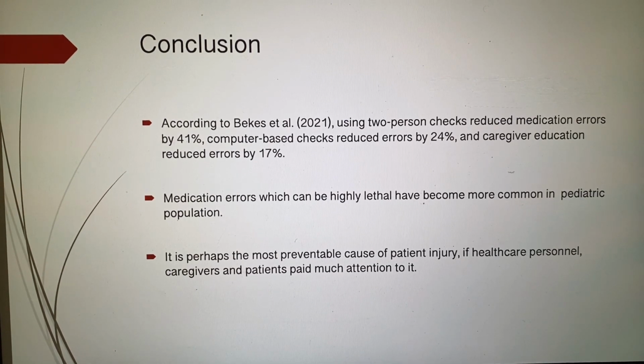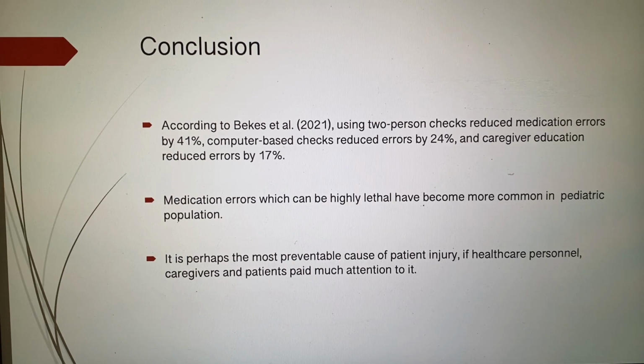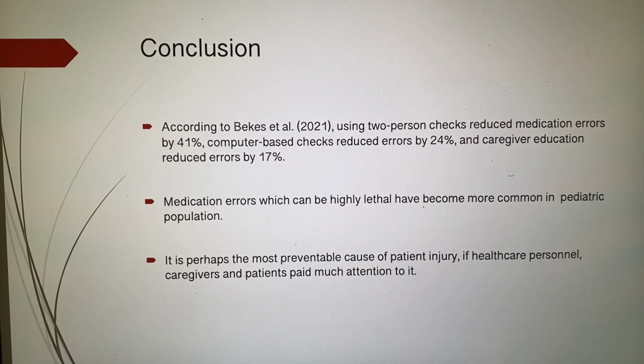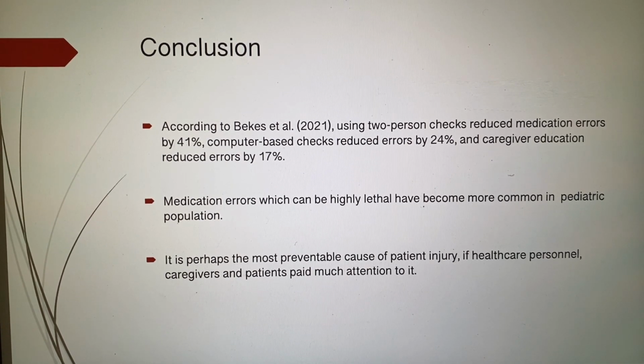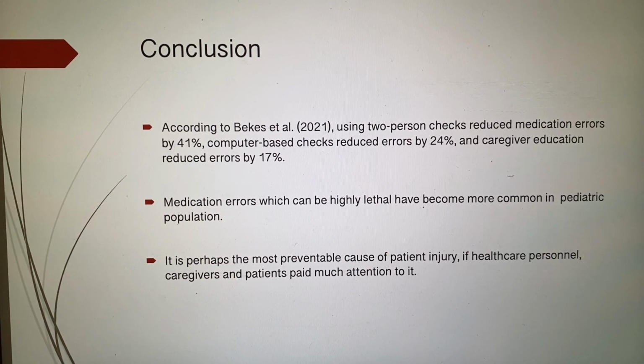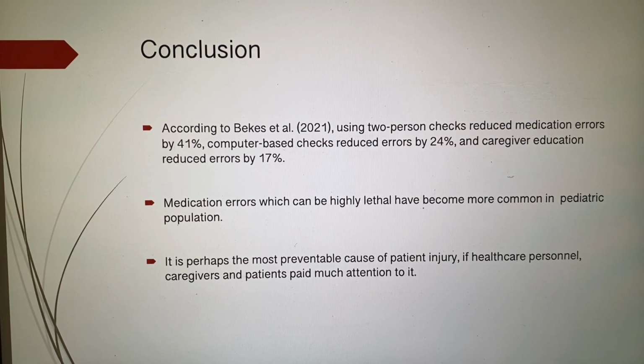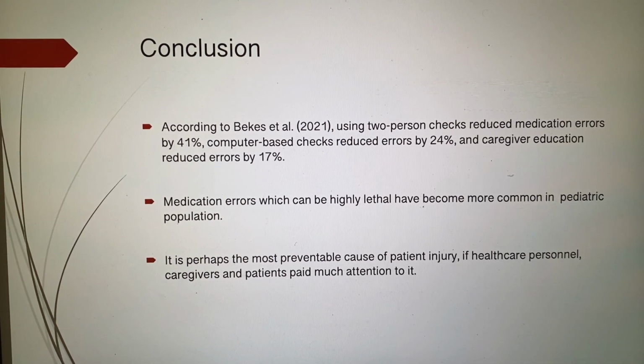In conclusion, according to Bex and others, using two-person checks reduces medication errors by 41%. Computer-based checks reduce errors by 24%, and caregiver education reduced errors by 17%. Medication errors, which can be highly lethal, have become more common in pediatric patients. It is perhaps the most preventable cause of patient injury if healthcare professionals, caregivers, and patients paid much attention to it. This can help to reduce medication errors significantly and also save lives.